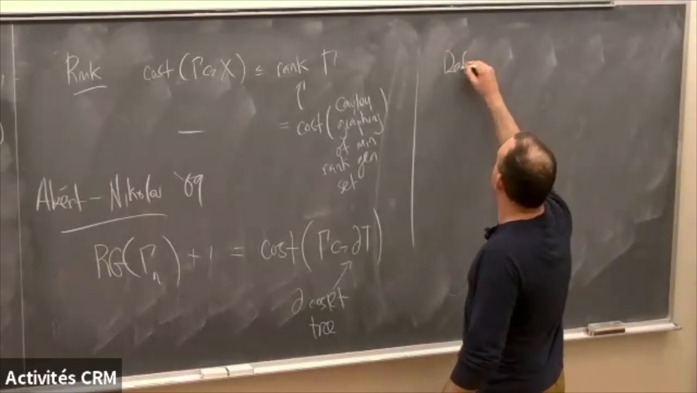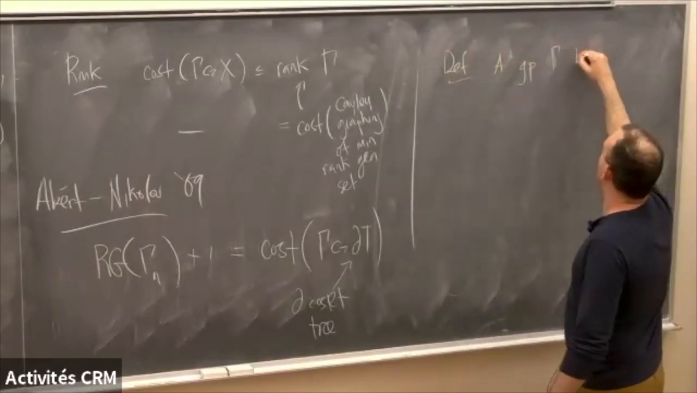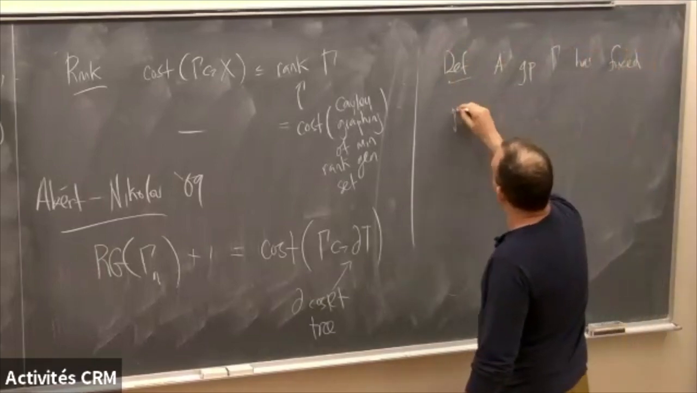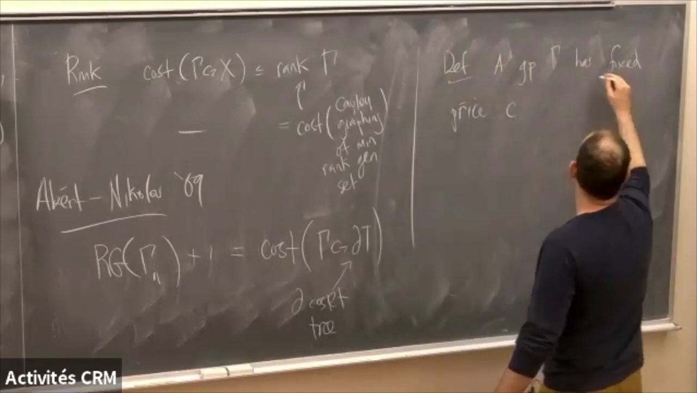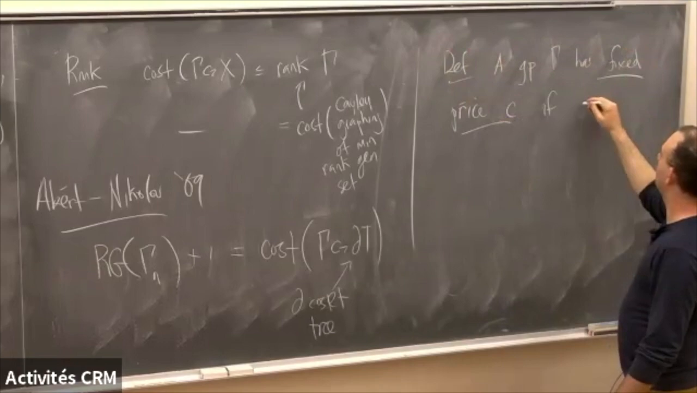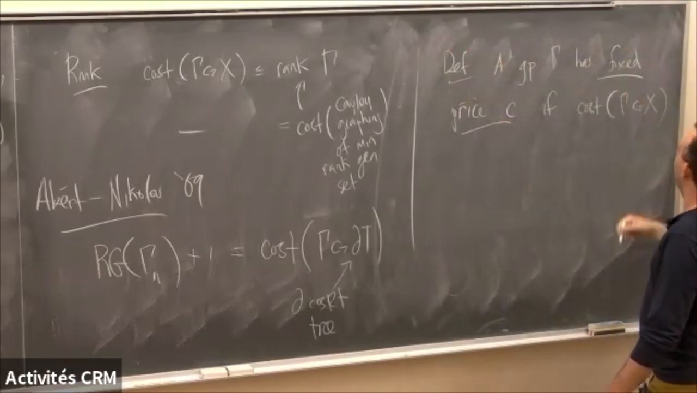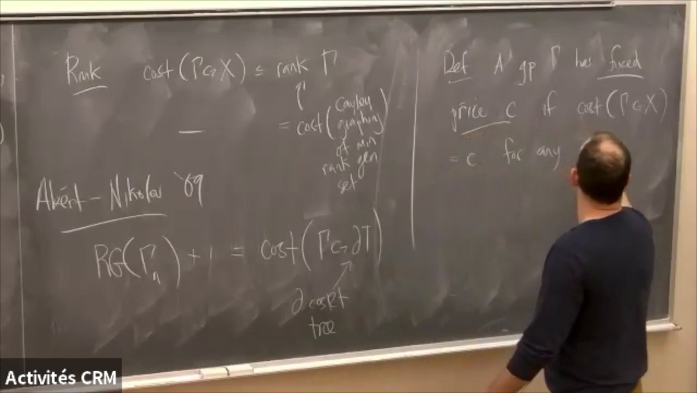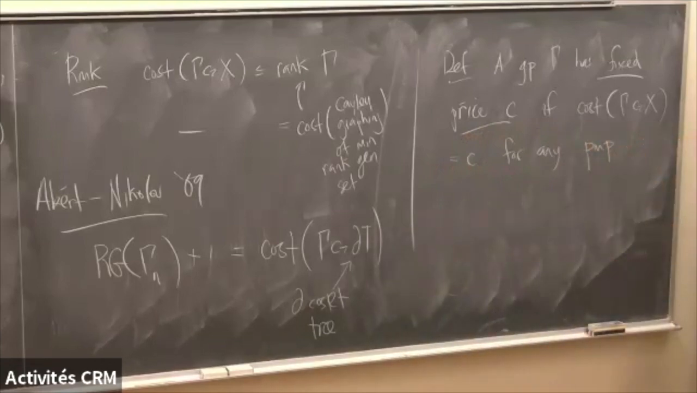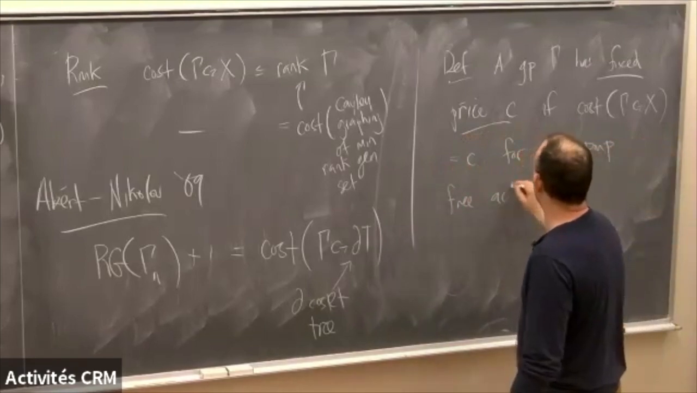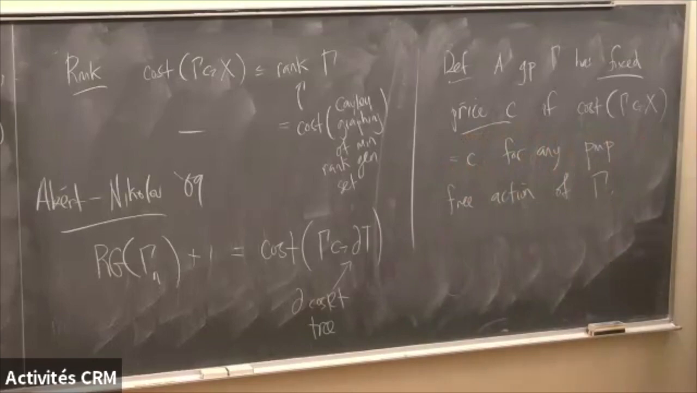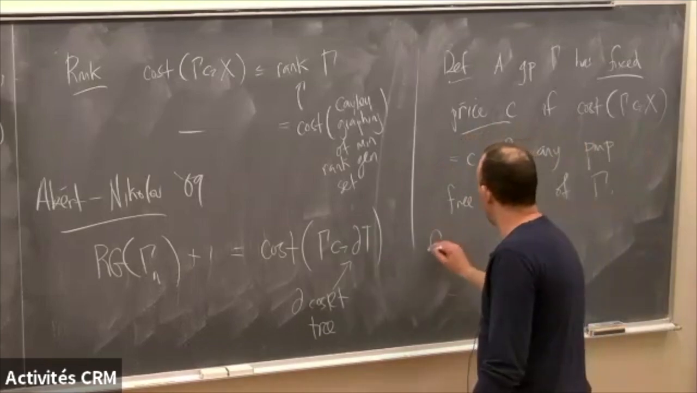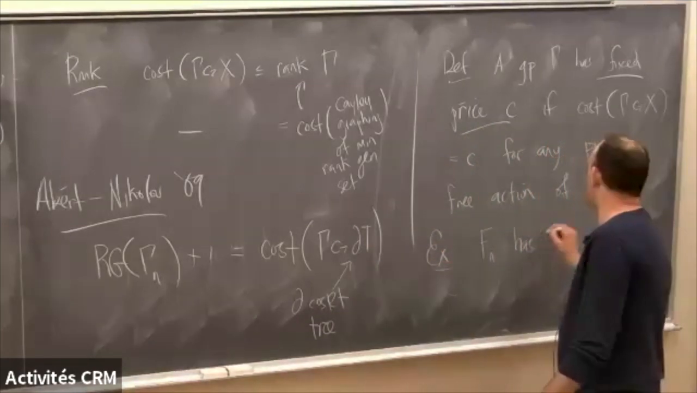Definition: a group gamma has fixed price C if the cost of any probability measure preserving, let's say free, action of gamma is C. And there are a few examples of groups with fixed price. So F_n has fixed price n.